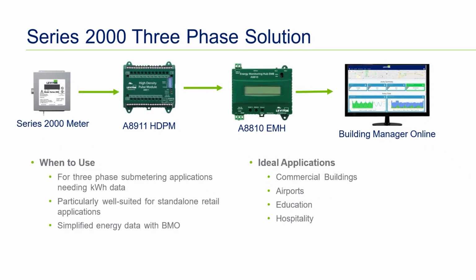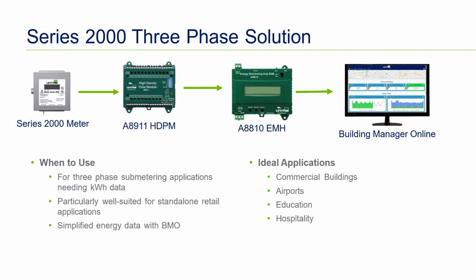In similar fashion, the Series 2000 meters are the commercial and industrial pulse meter option. The Series 2000 pulse meters are three-phase meters which provide simple kilowatt-hour consumption data. These meters come in configurations up to 1200 amps and support 208 and 480 volt Y service types. Like the Series 1000 meters, these are pulse meters. They are typically connected to a high-density pulse module to convert the pulse output data to a Modbus data stream.